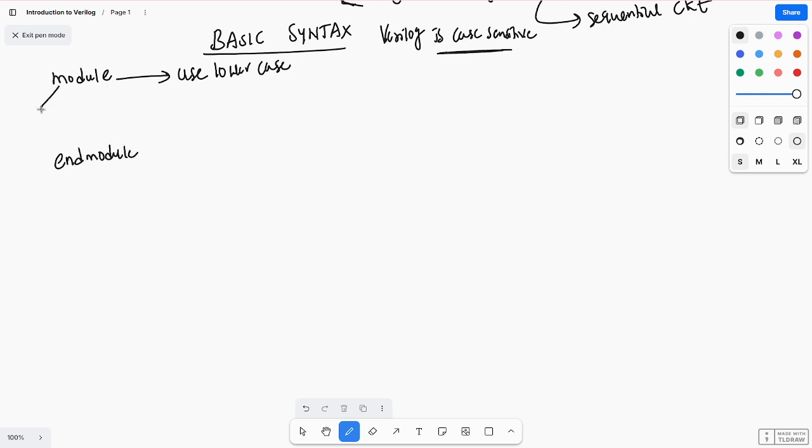So these are nothing but what we call keywords. These keywords are already present in the standard library. It will start with a module and end with the end module. Suppose you take a half adder circuit. How many inputs does a half adder have? Two inputs and two outputs: this is sum and this is carry. How do we write the Verilog code?